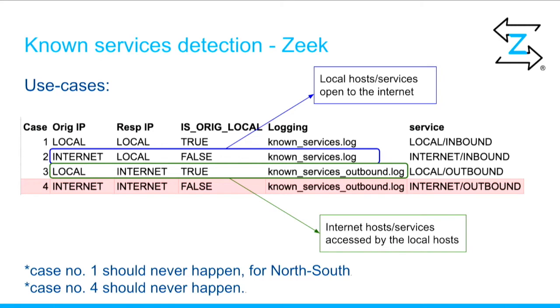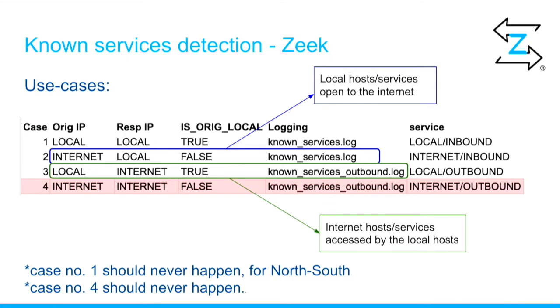So not only would known services record these conditions, but if you're paying attention and you know exactly where your taps are, they can show you if there are any misconfigurations in your network, or if somebody is actually spoofing the traffic. So the first one, pretty standard. The first case should not happen, of course, for north-south. If it is happening, then you should take a look at why it is happening.